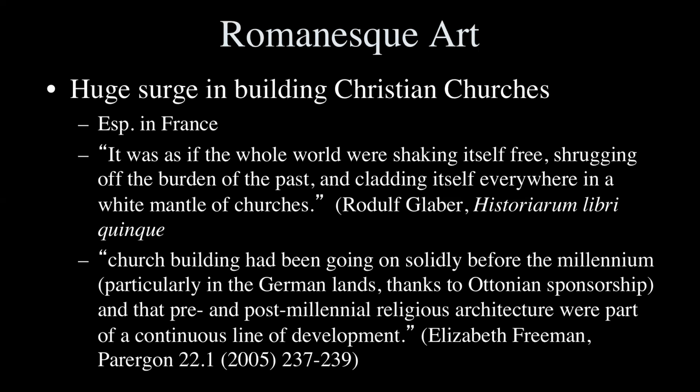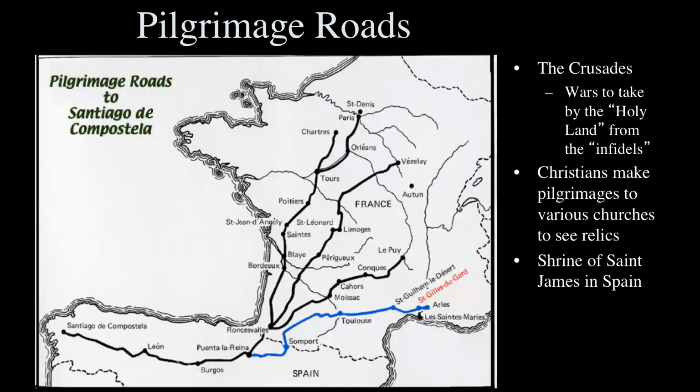So church building had been going on solidly before the millennium, particularly in the German lands, thanks to Ottonian sponsorship. We don't have to go over the Ottonian period, so it's not super important. And that pre- and post-millennial religious architecture were part of a continuous line of development. So to kind of get through that easily, we can compare the different styles, and we'll do that in a moment.